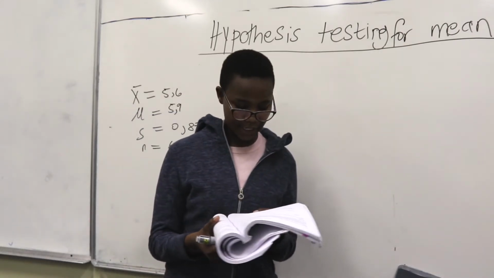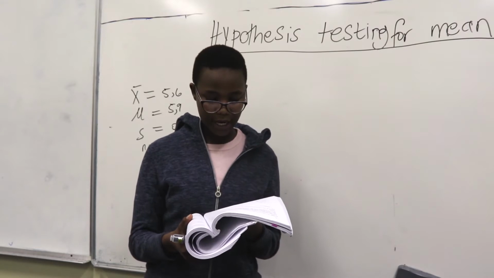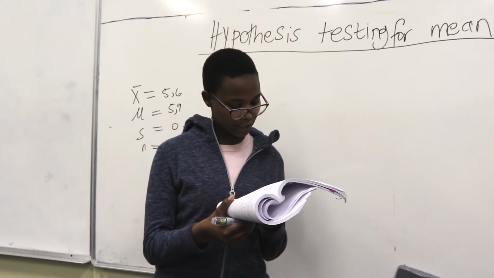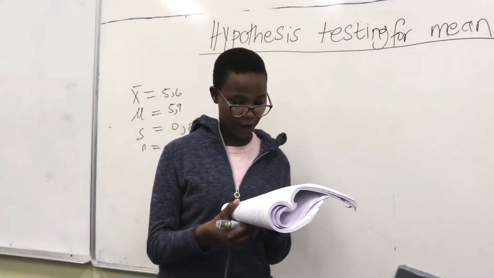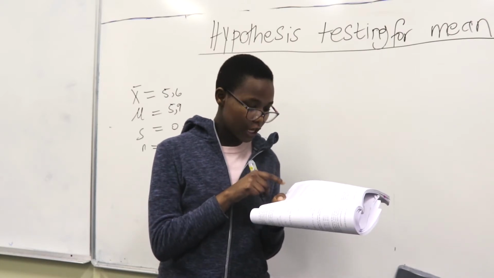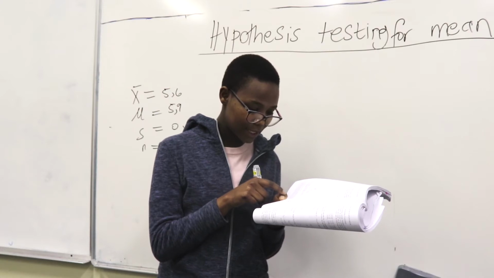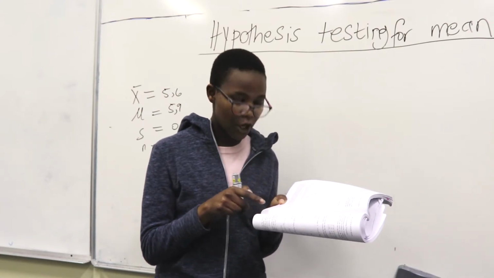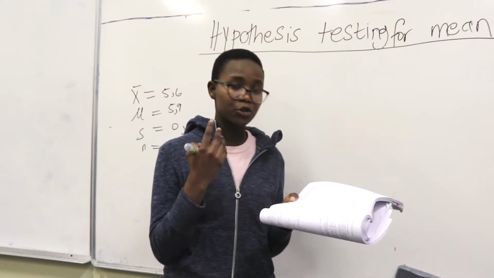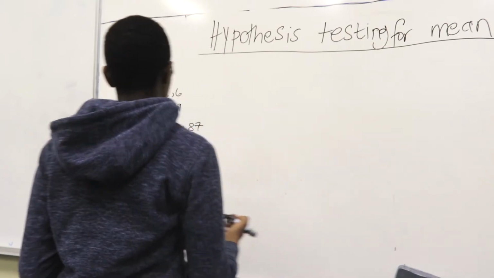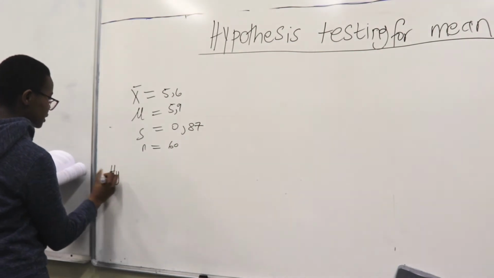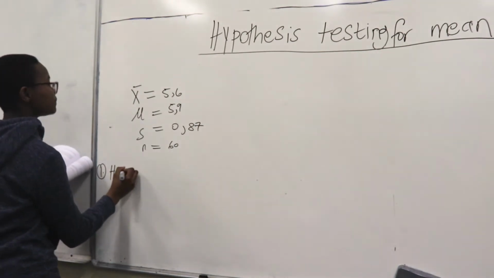Do these data indicate that the mean satisfaction rating is different from 5.9? Test with a significance level of 0.05. So we must note the questioning. The question says, do these data indicate that the mean satisfaction rating is different from? So different, there's no more than or less than. So it means that it's a two-tailed test. We do our step 1, which is the hypothesis.